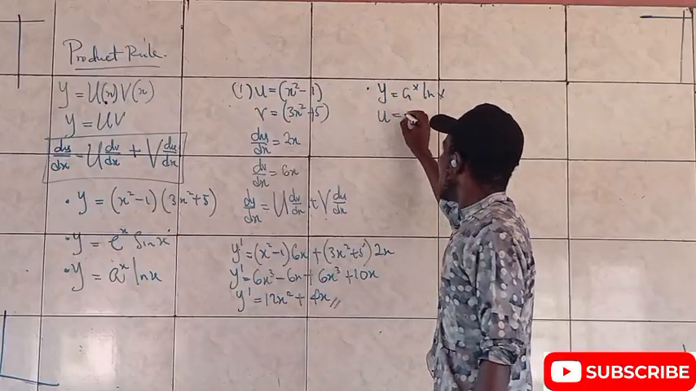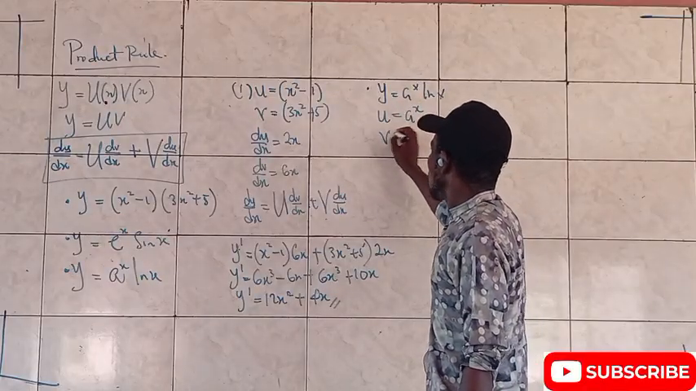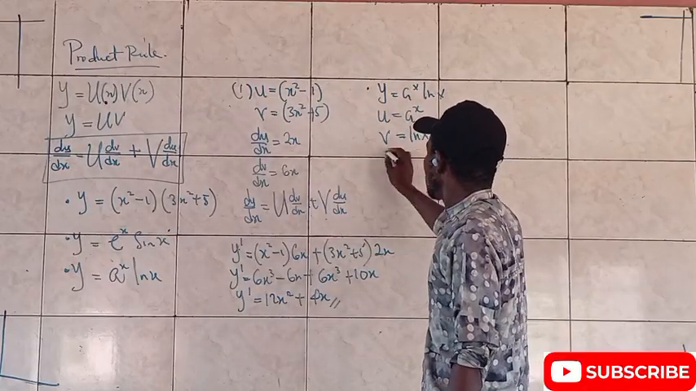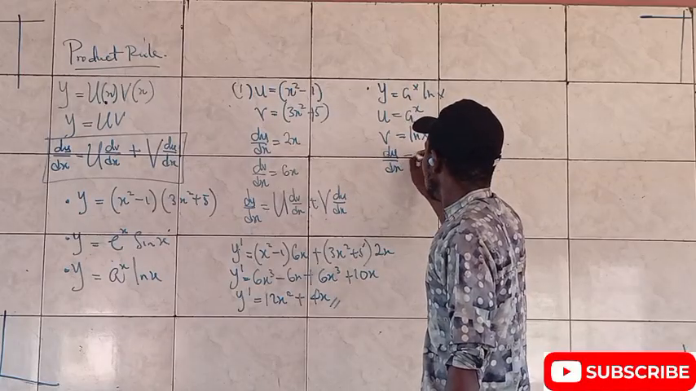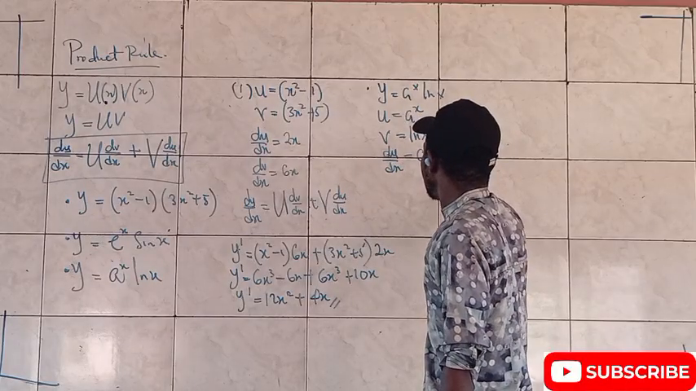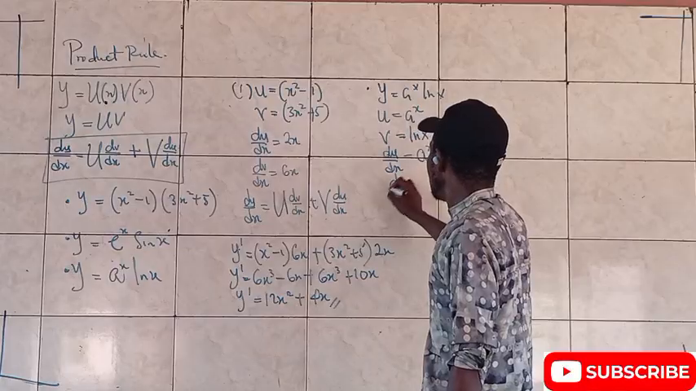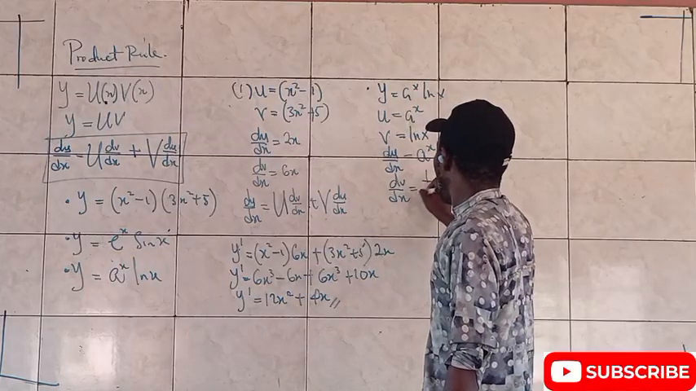What is my u? My u is a raised to power x. What is my v? My v is ln x. What is my du/dx? It's simply a raised to power x times ln a. What is my dv/dx? My dv/dx is 1 over x.